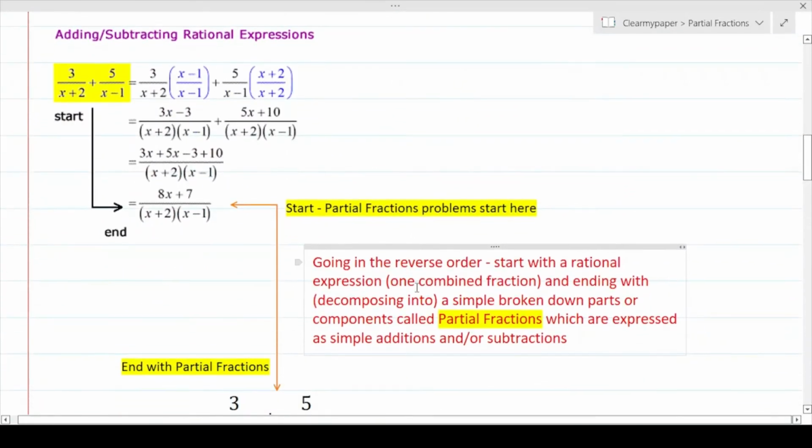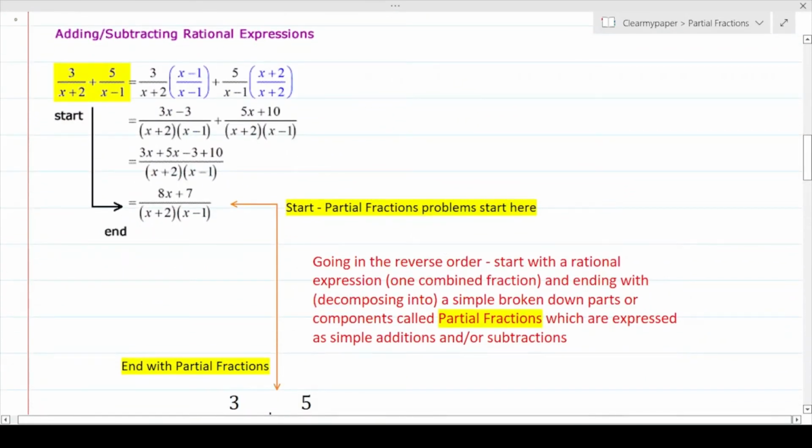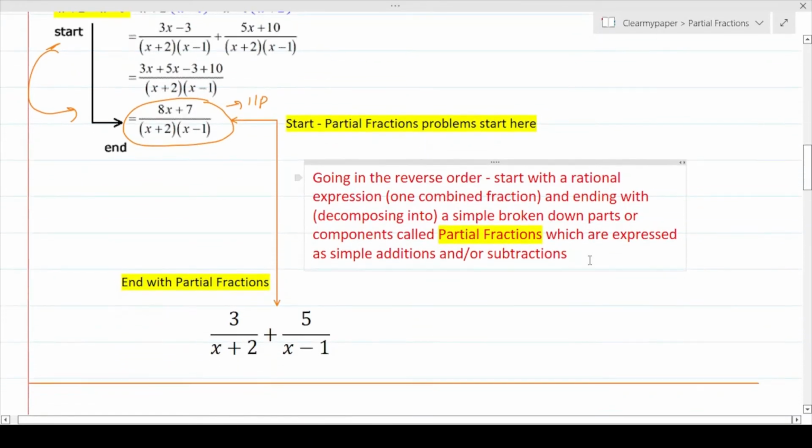I've just copied the same thing over here. In terms of adding and subtracting rational expressions, we started over here and we ended over here getting this. In case of partial fraction, this will be given to you as the input, and our objective is to take this expression, which is relatively more complicated, and do some magic, which is the algebra or the mathematical part of how partial fractions work. And our objective is to come back to the starting point where we have the simplified version of the partial fraction. So we start from here.